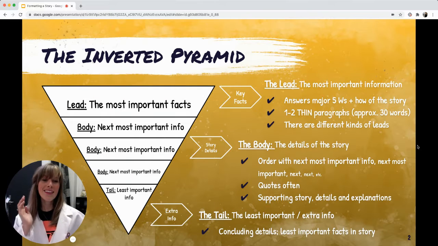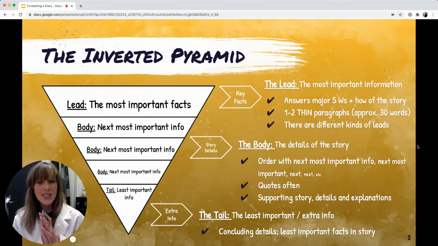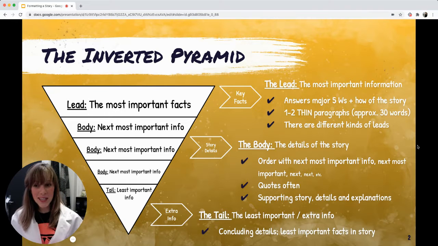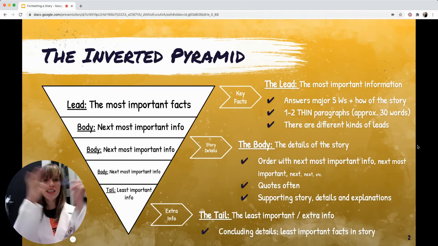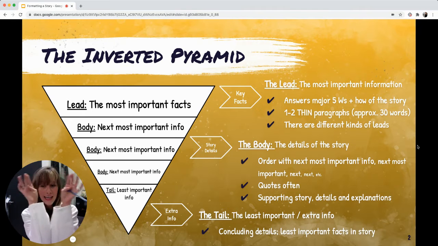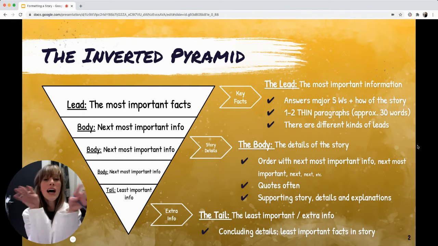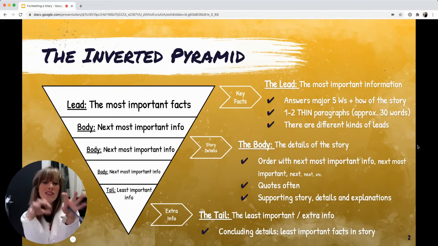Number one, the inverted pyramid. You have seen the inverted pyramid before. It's what we talked about at the beginning, a couple videos ago. But when we have the beautiful inverted pyramid, we have our lead, our most important facts up here at the top. Then we have our body, which is our details of our story.